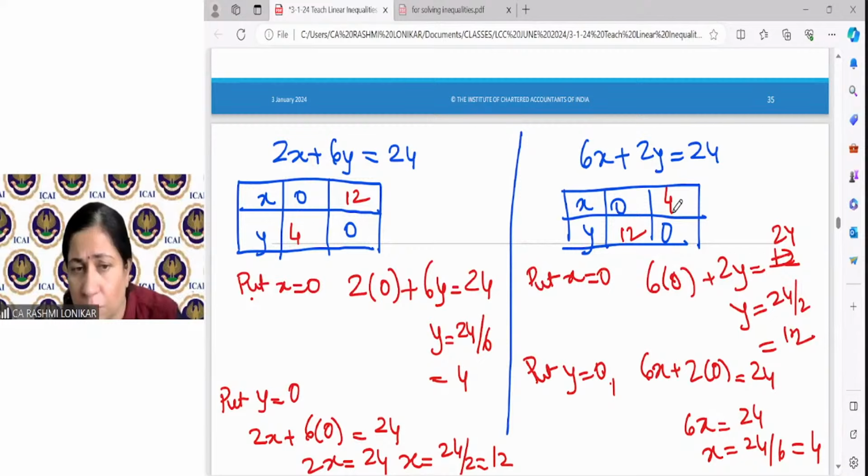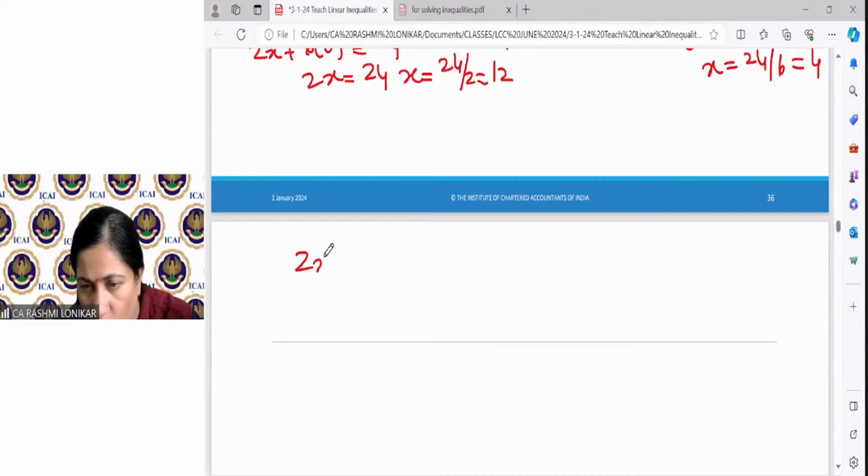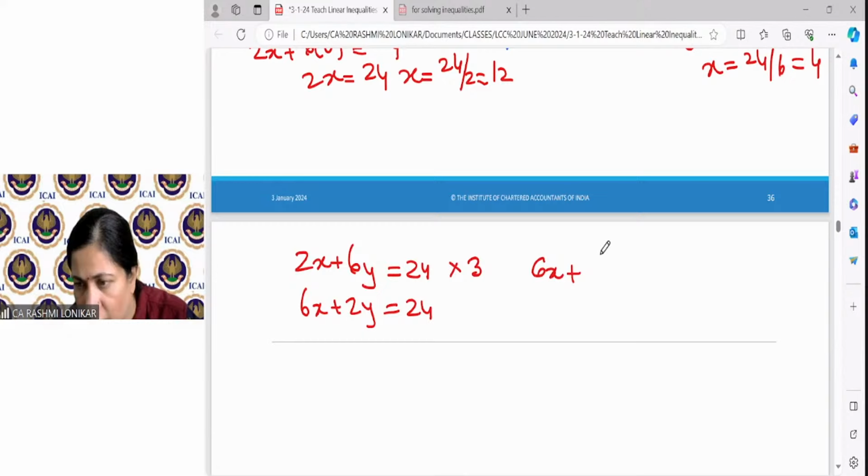Now I've got both the equations, and now I'm going to draw the graph. Now, if you use graph paper, very good. If not, you're just going to solve it by the simultaneous equation so that you will find the point of intersection also. Okay. So I have 2x plus 6y is equal to 24, and 6x plus 2y is equal to 24. So multiplying this by 3, what do I get? 6x plus 18y is equal to 72, and you have 6x plus 2y is equal to 24.